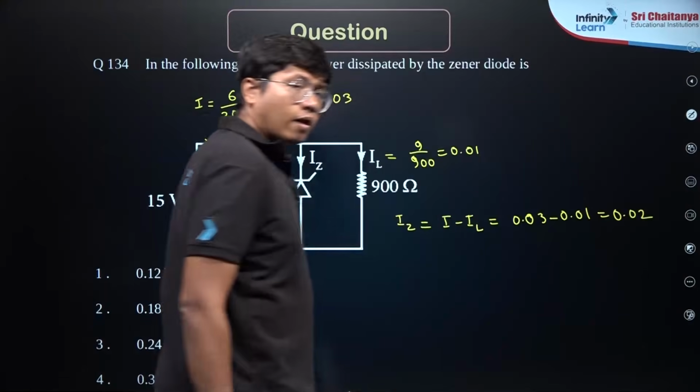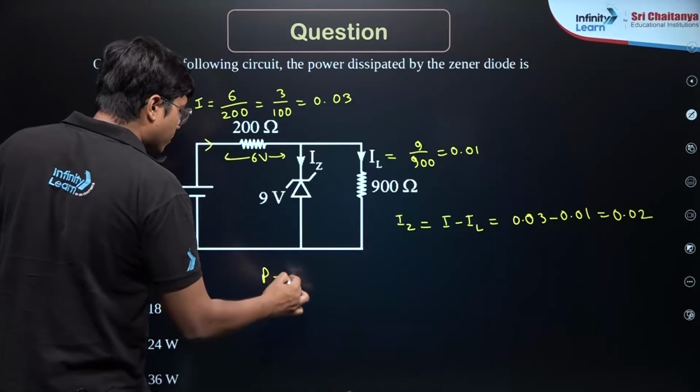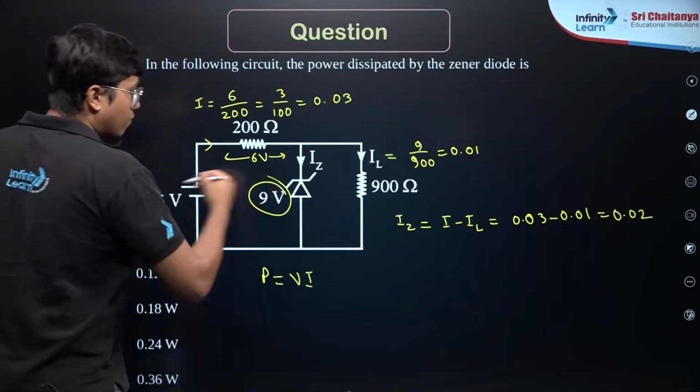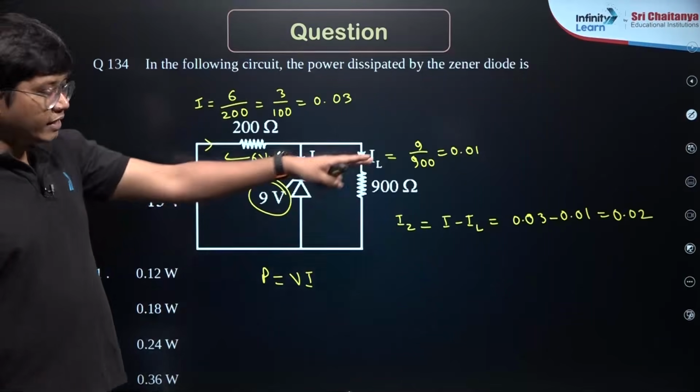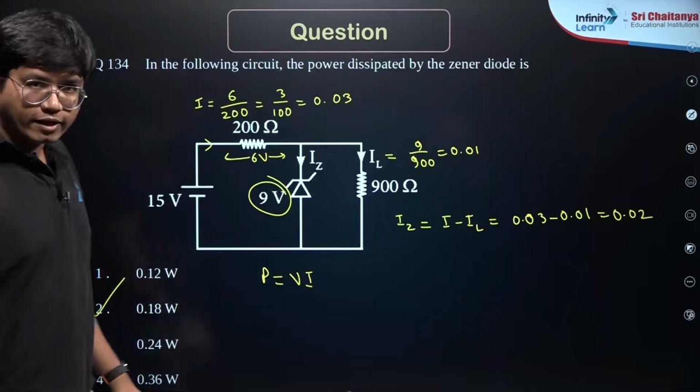We got the current. The current we are multiplying with the voltage. The power is just voltage into current. Voltage across the zener is 9 volt, current is 0.02. So 9 into 0.02 will give you 0.18.